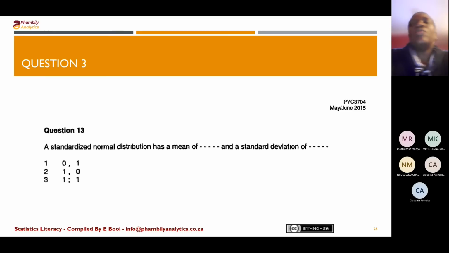The next one, not always that you're going to have to calculate the values of Z and all that, but they will ask you questions in terms of the concept. Do you know the properties of a normal distribution? Always remember that normal distribution is distributed with the mean of 0 and the standard deviation of 1. So you should be able to answer this question, which one is which, because here they gave you a blank and a blank. A mean of a blank and a standard deviation of a blank, you should be able to answer that question with ease.